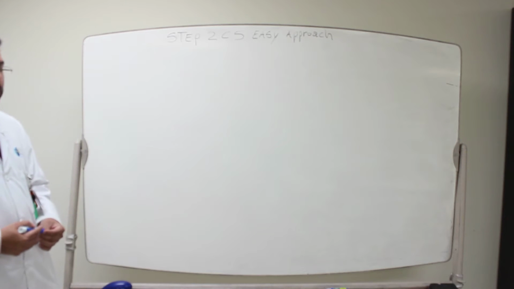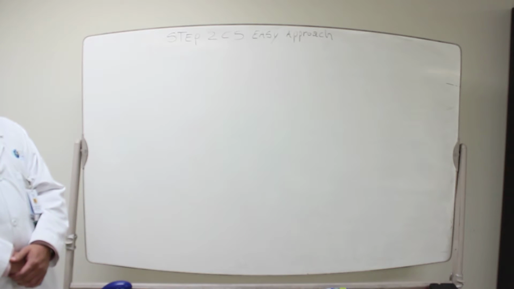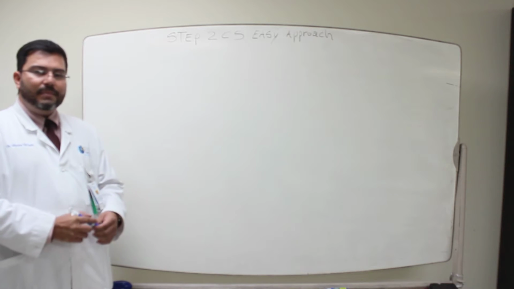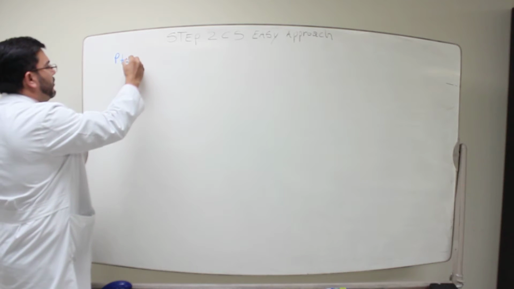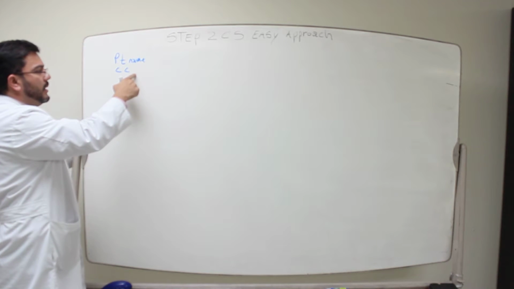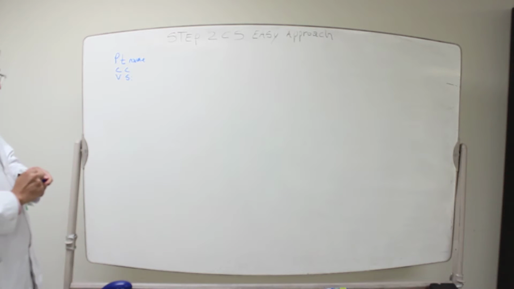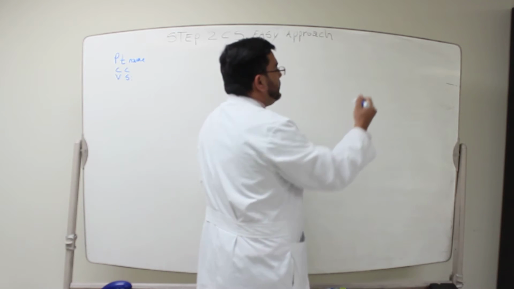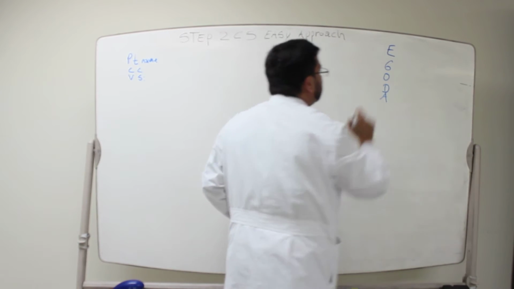So remember, when you talk about the Step 2 CS, this exam is about organization. The first thing you have to remember is you have to organize yourself before you get into the room. The three pieces of information before you get into the room are the patient name, the chief complaint, the most important one, and then the vital signs. This is the mnemonic I use before I get into the room.